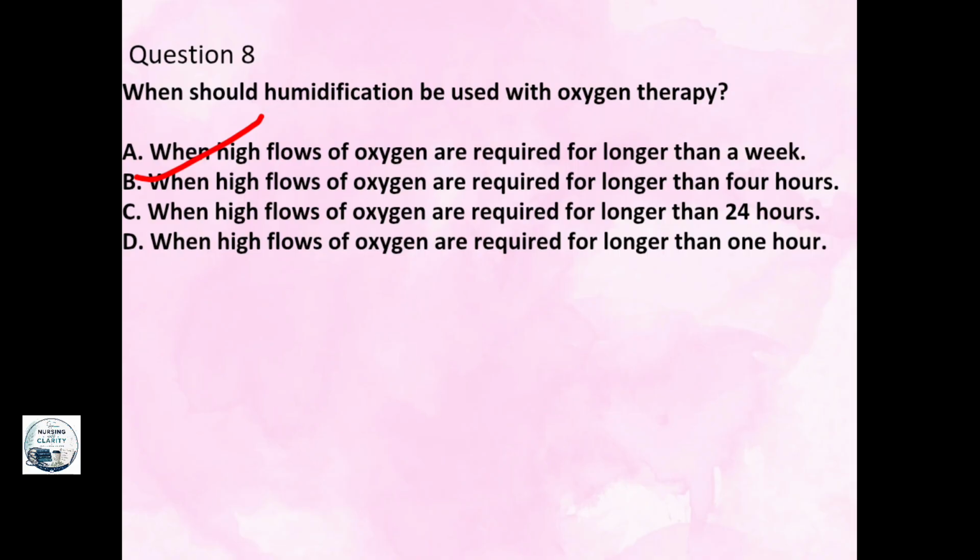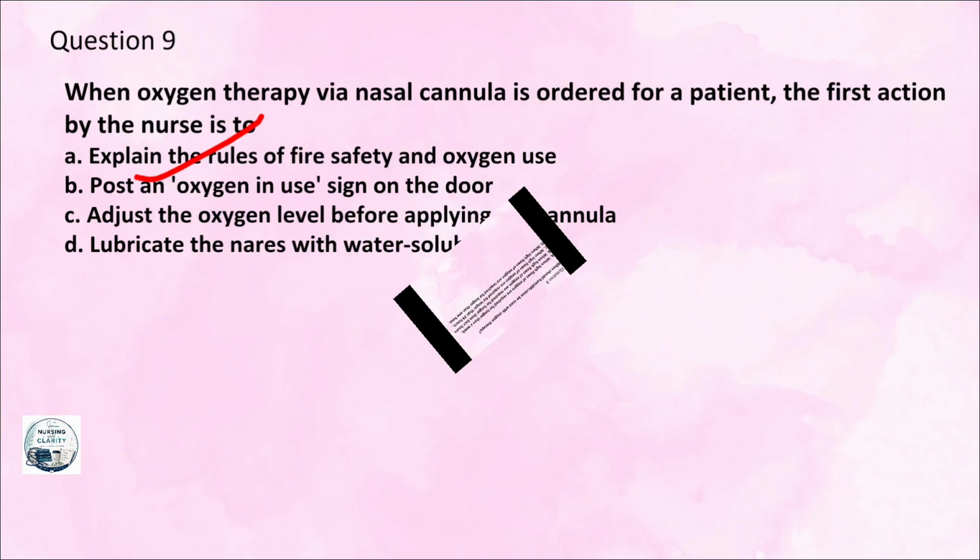Because high flow oxygen is cold and dry. After more than 4 hours, it can begin to dry the nostril and respiratory mucosa. Humidification helps to prevent dryness of the nose and throat and reduces irritation in the throat. So therefore, for more than 4 hours we can use humidification.